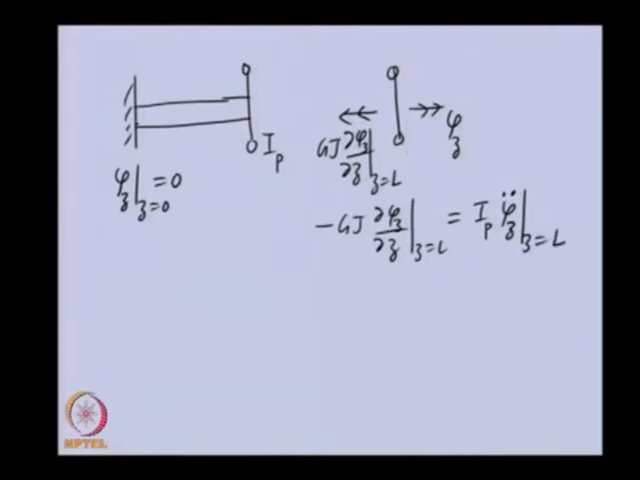Because this disk location is at z equal to L, this angular displacement, which in general represents the angular displacement of the whole shaft at any location z, we need to specify at z equal to L. So this is the equation we obtain as the boundary condition of the problem. Earlier, because there was no disk, the right hand side was 0, but because there is a disk, it has a right hand side, which is this.